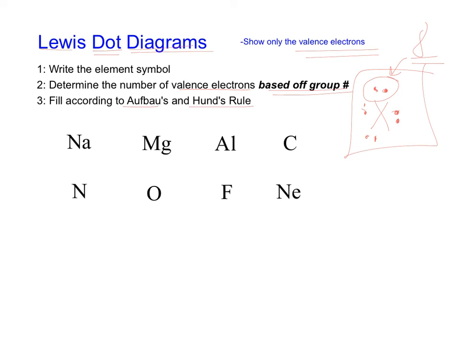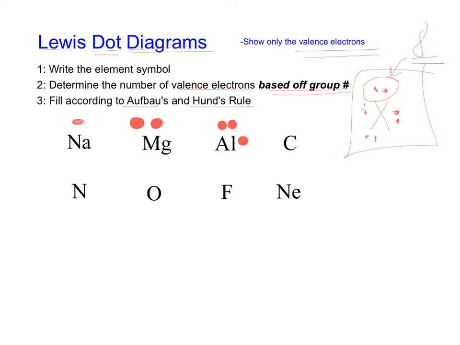Okay, Na, sodium. Find sodium on your periodic table. It is far left on the alkali metals, group 1, so it has 1 valence electron. Okay, magnesium. Really close, alkaline earth, group 2. Magnesium has 2 valence electrons. Aluminum, group 13, has 3 valence electrons. First 2 go on top, and then 1 goes on the side.